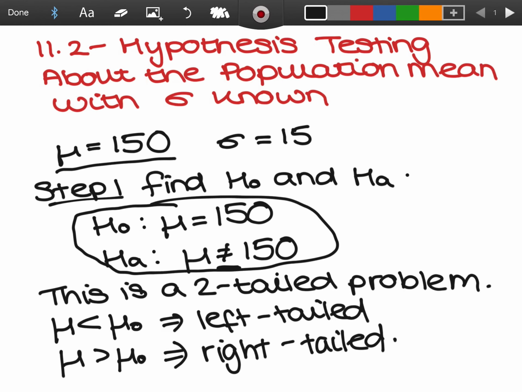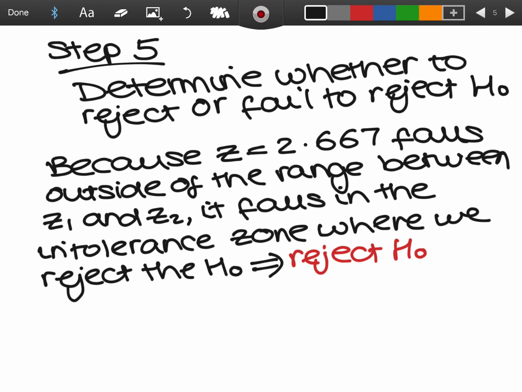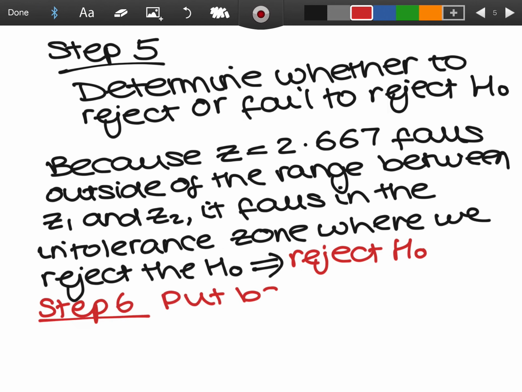Because we had that sample where the mean was 154, that gave us a test statistic. That test statistic fell outside of the range that we wanted it to fall in. Therefore, we're going to reject our null hypothesis in favor of this alternative here. So putting it back in terms of the problem, always do this at the end. We'll call this step 6, if you want. So step 6, put it back in terms of the problem.